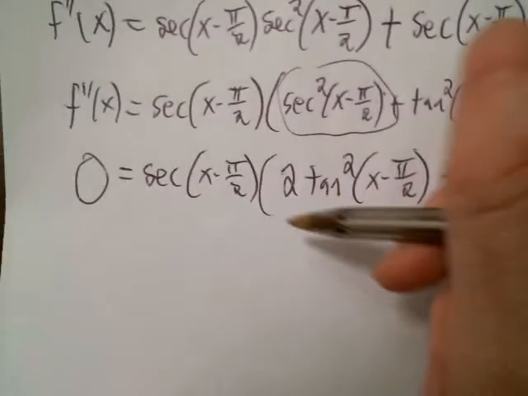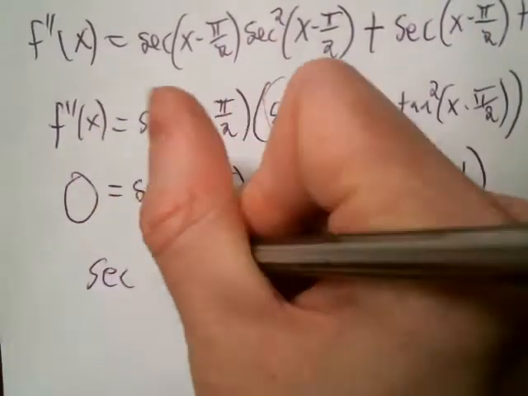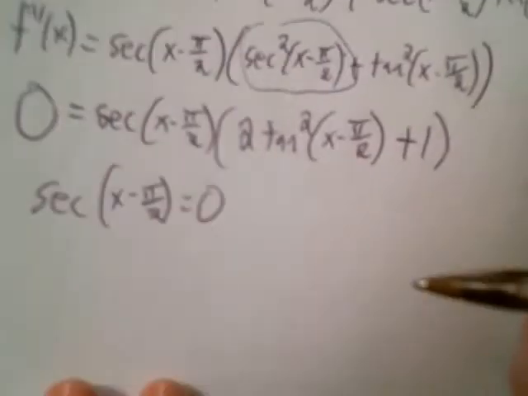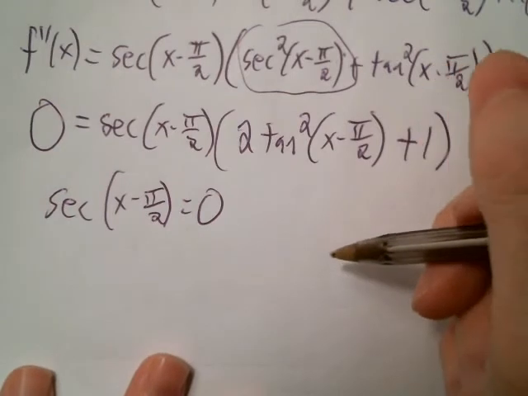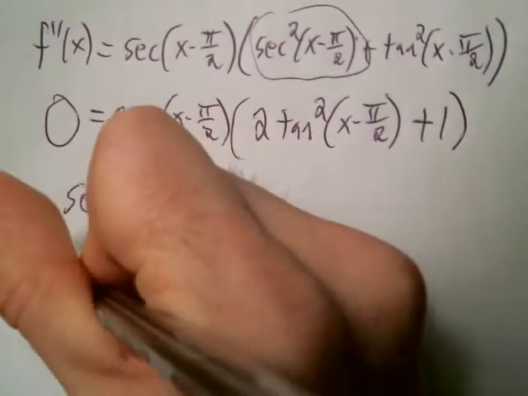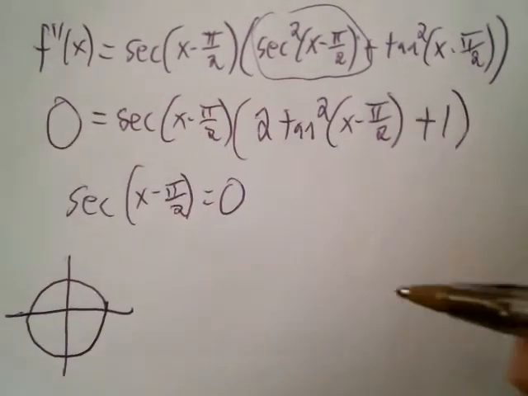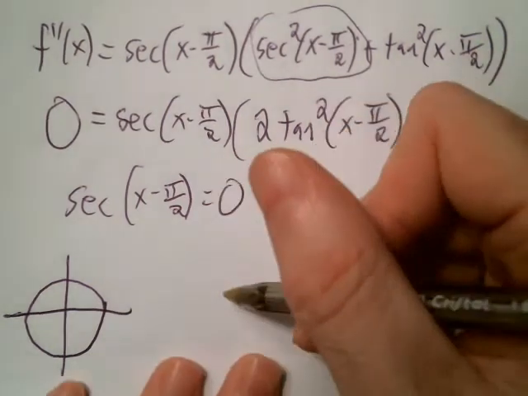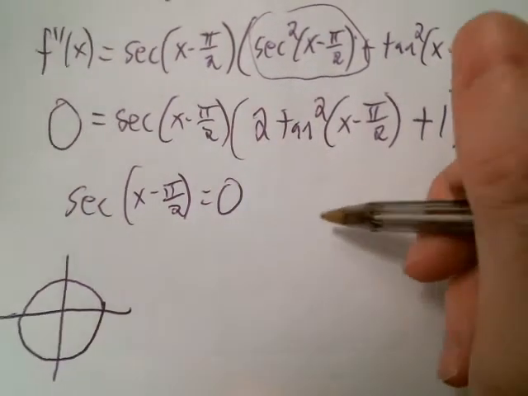Set it equal to 0, so you get the parts set equal to 0. Secant of x minus pi over 2 equals 0. And we're on the interval from 0 to 4 pi. We're looking for where it's equal to 0, but also where it's undefined, right? Because those will be both potential inflection points.